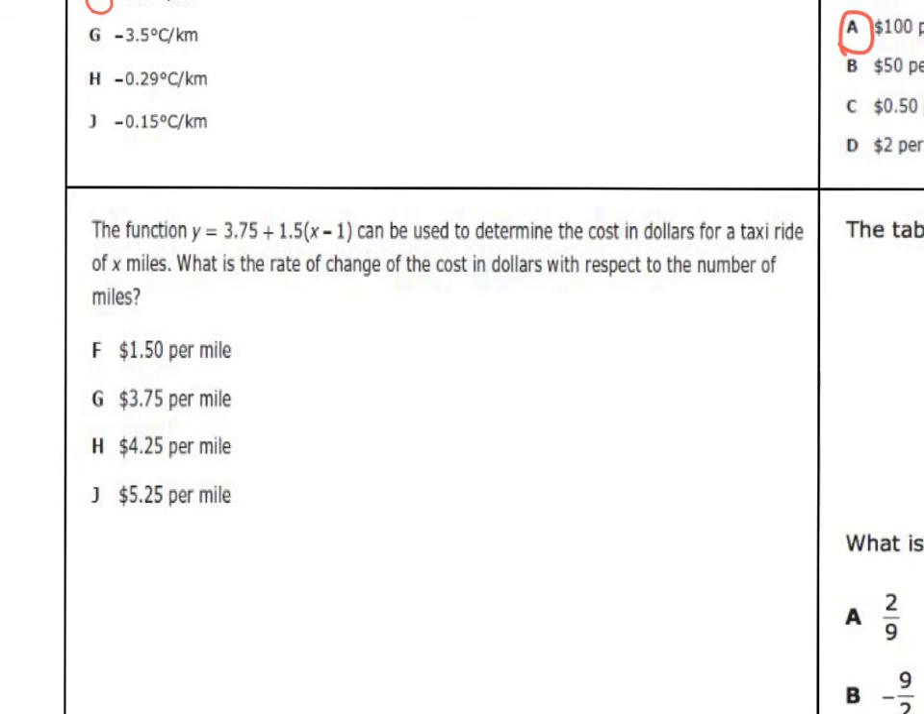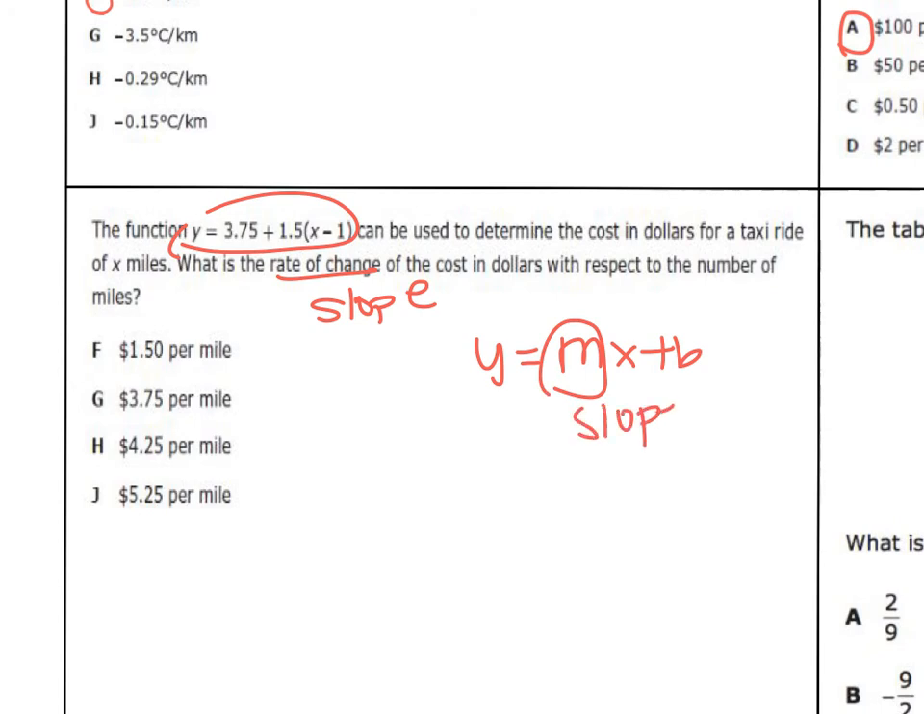In this problem, it says that the function y equals 3.75 plus 1.5 parentheses x minus 1, we're using this equation, can be used to determine the cost in dollars for the taxi ride X miles. What is the rate of change, remember slope, of the cost in dollars with respect to the number of miles? Now remember, our basic equation, our slope-intercept form is y equals mx plus b, where m is slope. If we look at that equation, slope is what's being multiplied by the x. And then if we look at our equation, the only thing being multiplied by the x is the 1.5. So our answer is F.